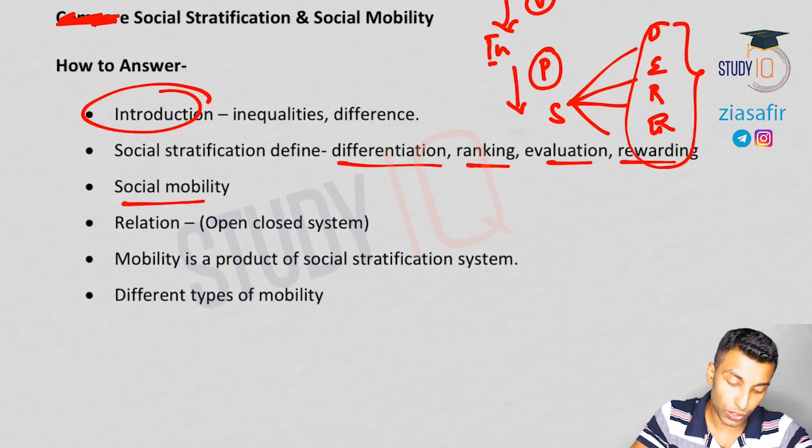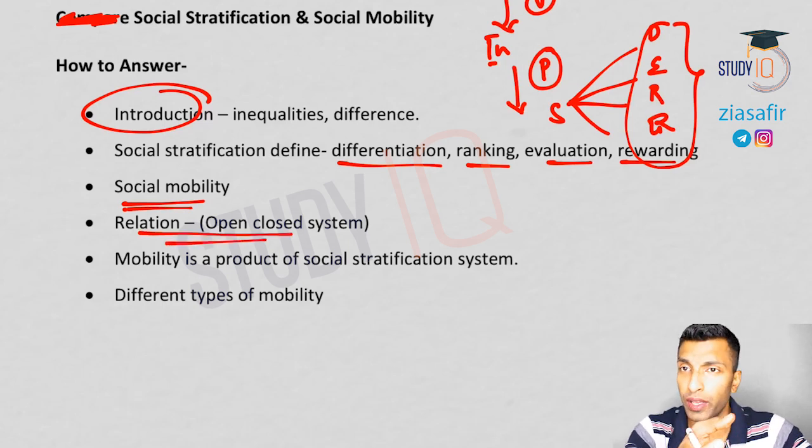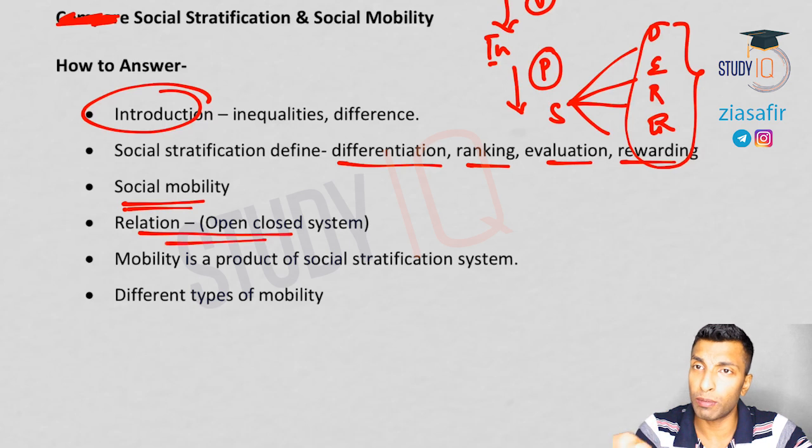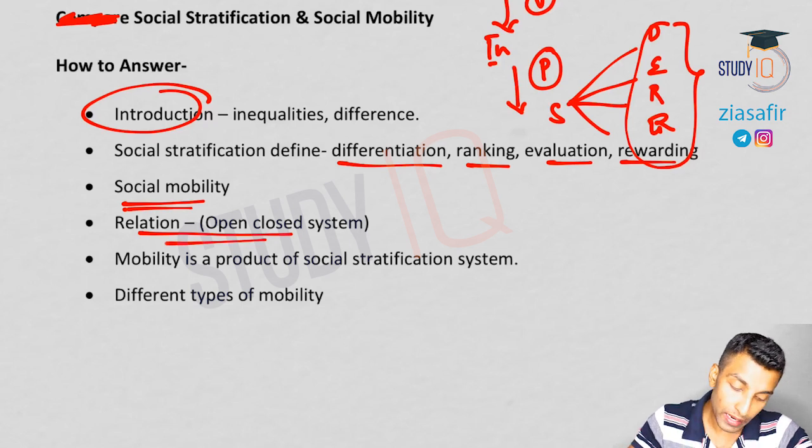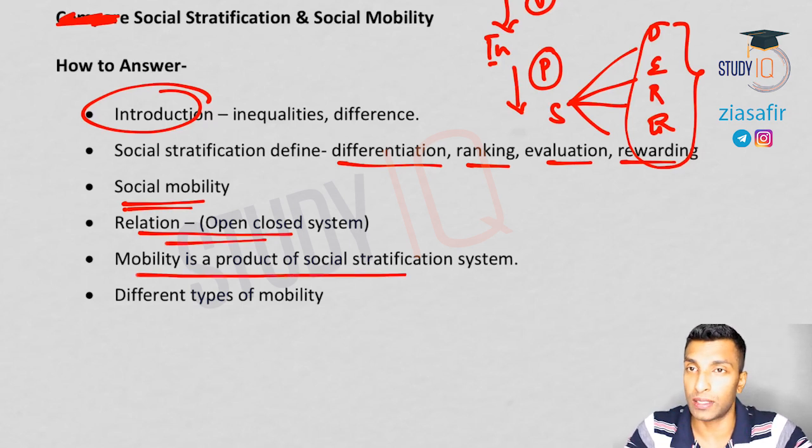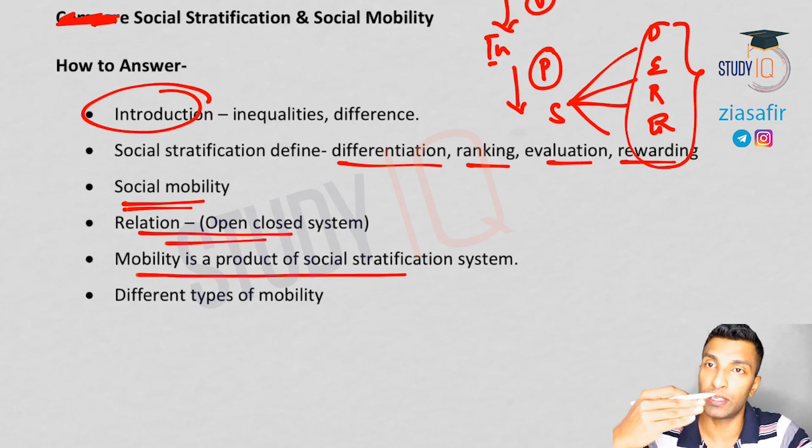Then you talk about what is social mobility. Then you talk about the relation, open and closed system. Okay, it all depends on social mobility. The chances of mobility: open stratification system, more chances for mobility; closed stratification system, less chances for mobility. Mobility is a product of stratification system. Why is mobility a product of it? If stratification is not there, we won't study mobility, right? Mobility is a movement within strata.